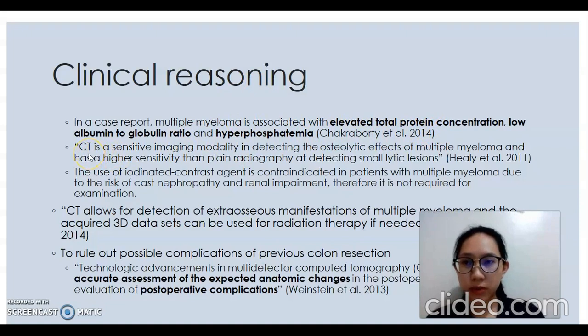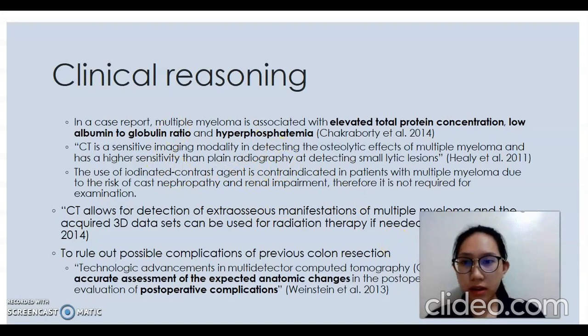So why we perform CT? Because CT is a sensitive imaging modality in detecting the osteolytic effects of multiple myeloma and has a higher sensitivity than plain radiography at detecting small lytic lesions. The use of iodinated contrast agent is contraindicated in patients with multiple myeloma due to the risk of contrast nephropathy and renal impairment. Therefore, it is not required for examination. And that is also one of the reasons why we do not administer contrast for this patient.